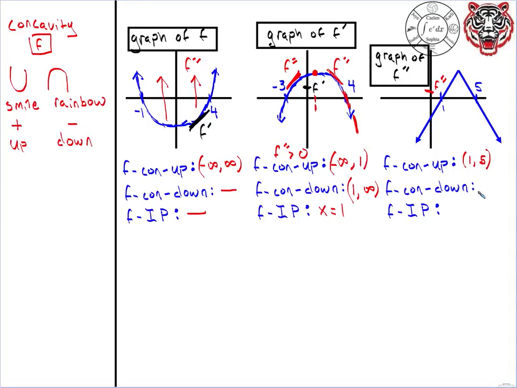And what about concave down? There's going to be 2 intervals here. From negative infinity to 1. And where else? From 5 to infinity. Perfect. Because those are negative heights. You guys got it. And inflection points, where are they? 1 and 5. X equals 1, x equals 5.